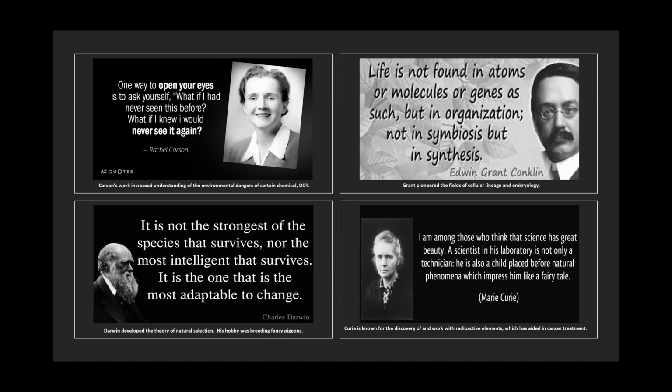"Life is not found in atoms or molecules or genes as such, but in organization, not in symbiosis, but in synthesis." And this is Edwin Grant Conklin, and he pioneered the fields of cellular lineage and embryology. Cellular lineage is like, so you've got maybe an embryo developing and there's only 4 cells. Well, one of those cells is going to become particular body systems. Like one might become the nervous system and a different one might become the digestive system. That's cellular lineage. It's pretty cool, actually.